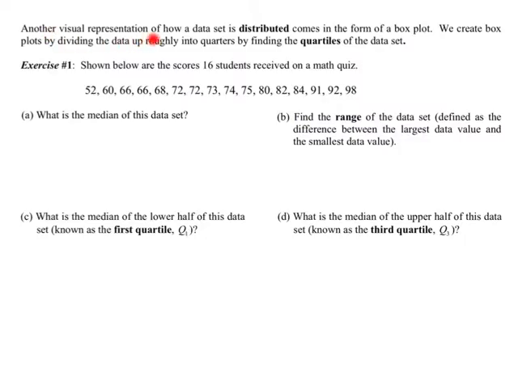Another visual representation of how a data set is distributed comes from the form of a box plot, also known as a box and whisker. We create box plots by dividing the data up roughly into quarters by finding the quartiles of a data set. One of the things I want you to underline is dividing it up into quarters. So that's 25%. We're basically chunking our data into quarters, or 25%.